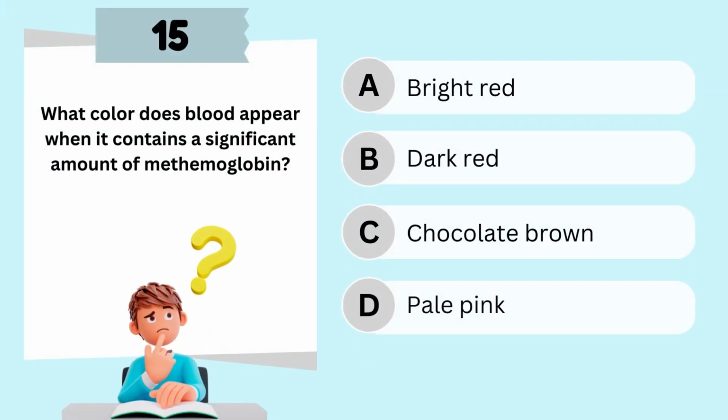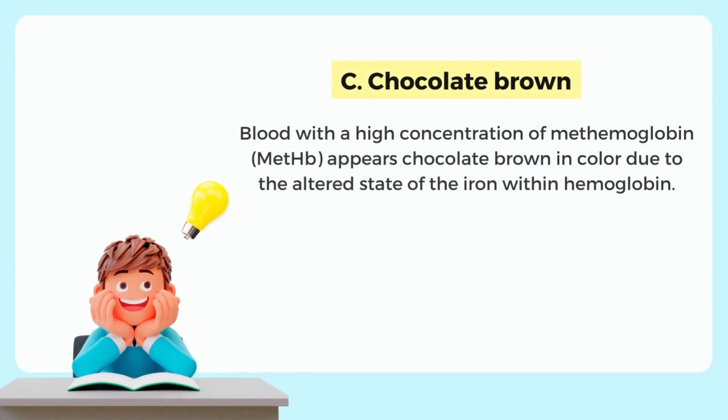What color does blood appear when it contains a significant amount of methemoglobin? The correct answer is C. Chocolate brown.